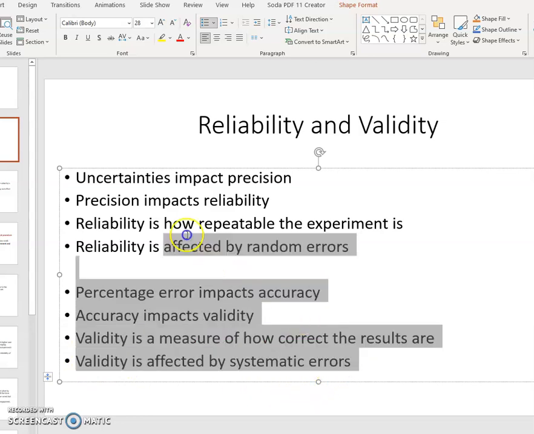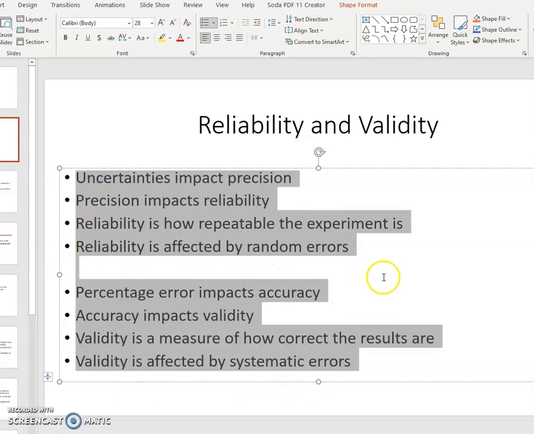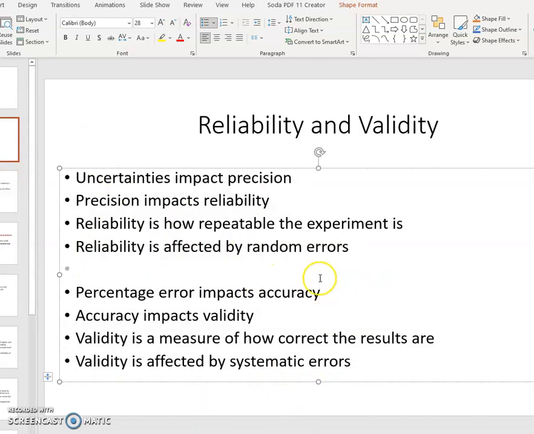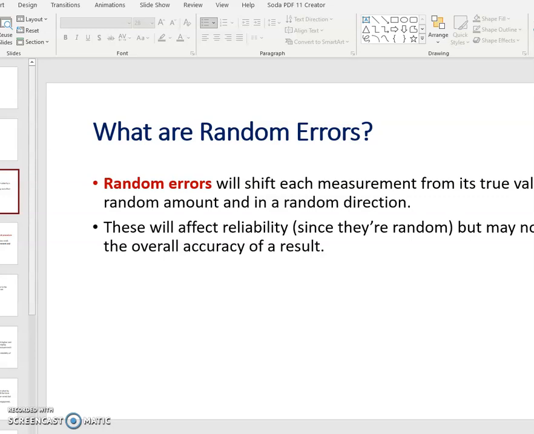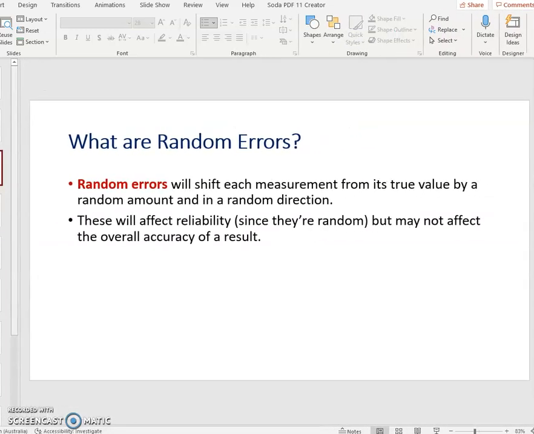Accuracy impacts the validity, and validity is a measure of how correct the results are, and validity is affected by systematic errors. So that is an important piece of information there that you guys can go off when writing this section. It just will help you get your head around what you're actually talking about here. So the first thing I want to discuss is random errors versus systematic errors, because you're going to comment on all the different types of errors that have the potential to occur in the experiment, and then how that contributed to the overall reliability and validity of the experiment.